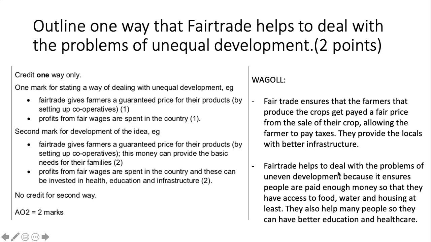Fair trade helps to deal with the problems of uneven development because it ensures people are paid enough money so they have access to food, water, housing at least. They can also help many people so they can have better education and healthcare. So again, because we've got access to food, water, and housing, then people can start to afford better education and healthcare as well. So when we talk about development, that's what it looks like. You've stated the first point, and then you've just given a little bit more detail.